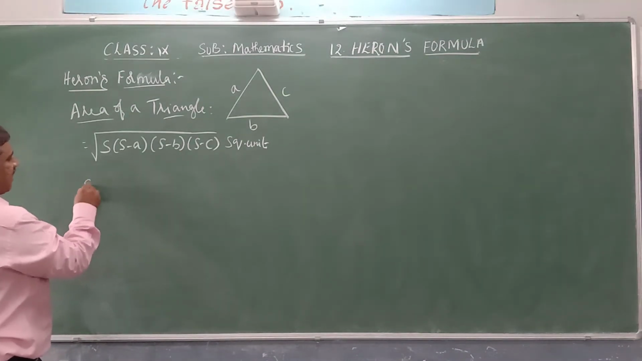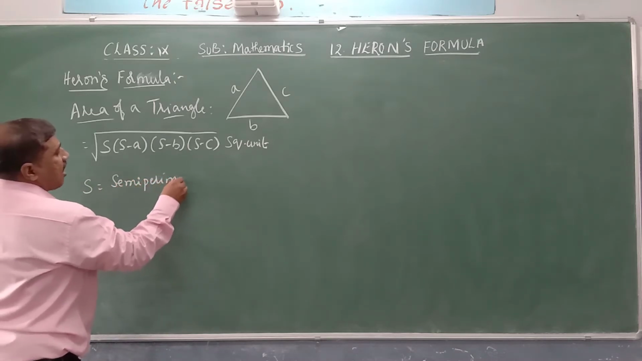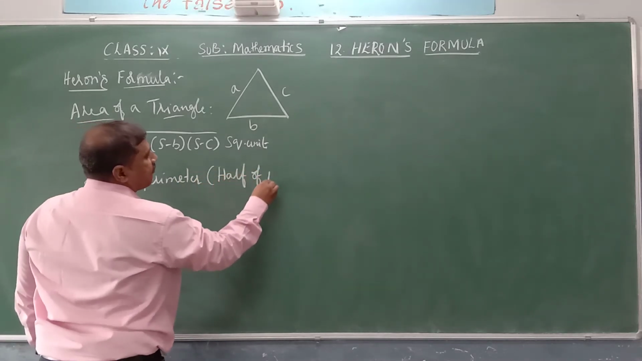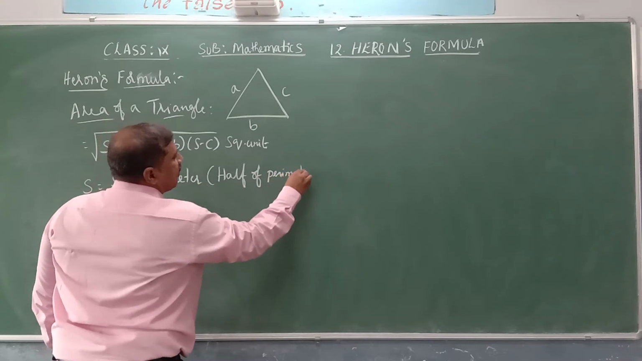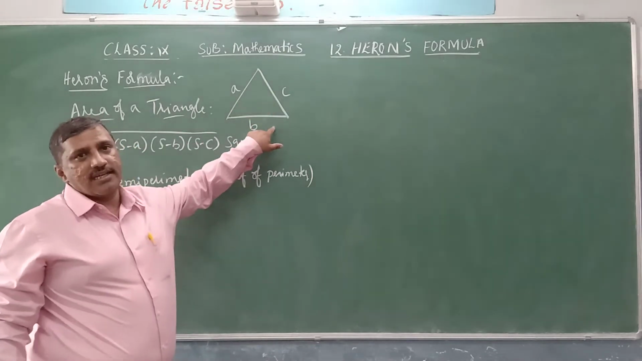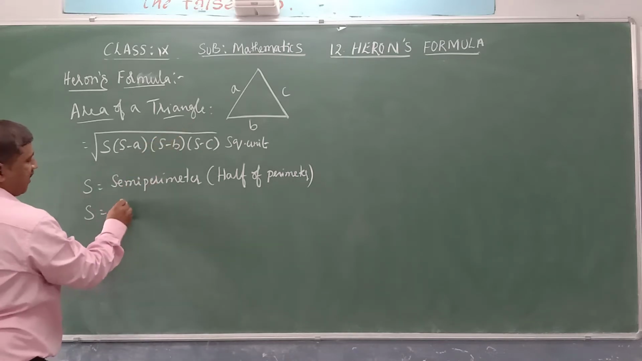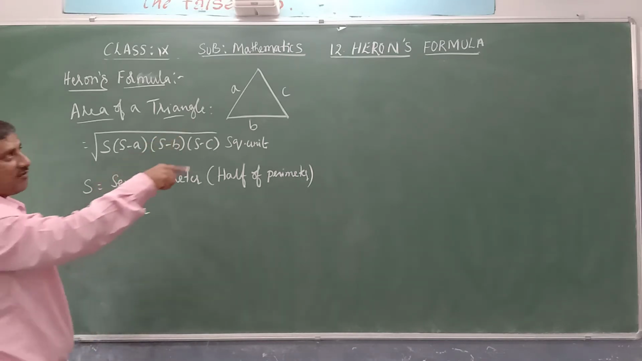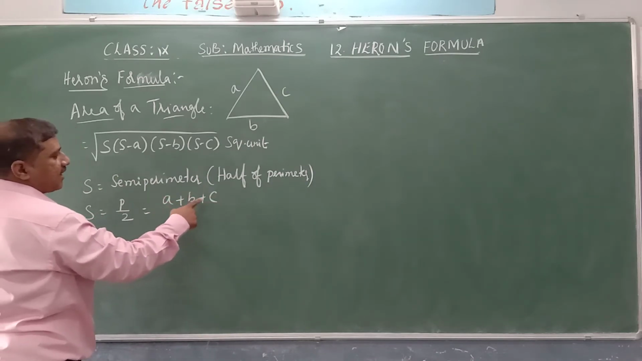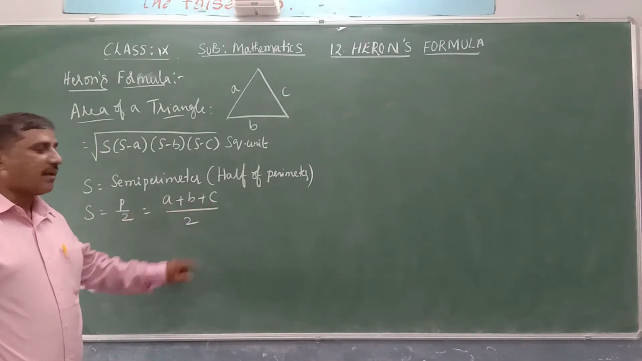Now what is s? s is the semi-perimeter, that is half of the perimeter. We know how to find the perimeter of a triangle. The sum of the lengths of the three sides is the perimeter. Therefore s is equal to half of the perimeter, P by 2. Perimeter means the sum of the three sides, a plus b plus c. So s is equal to a plus b plus c by 2.